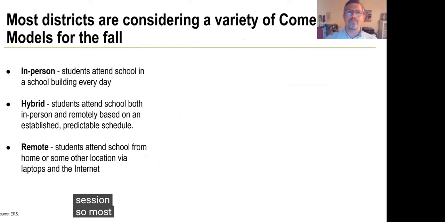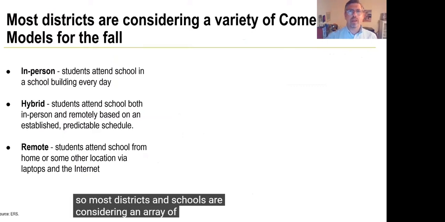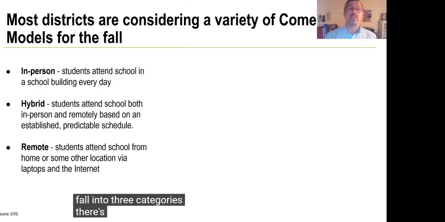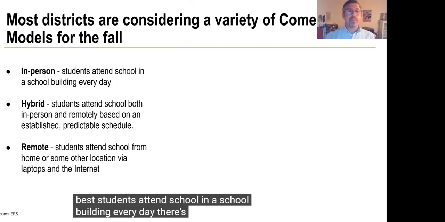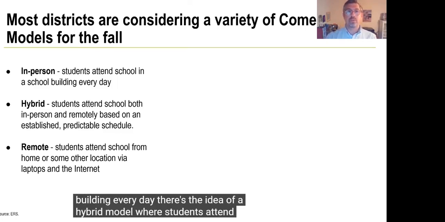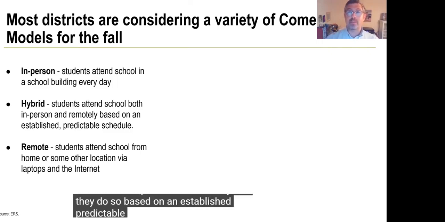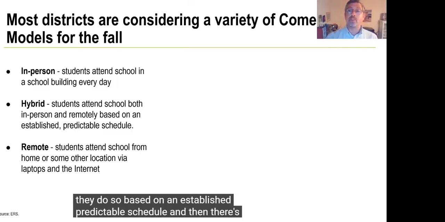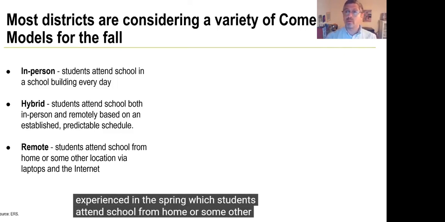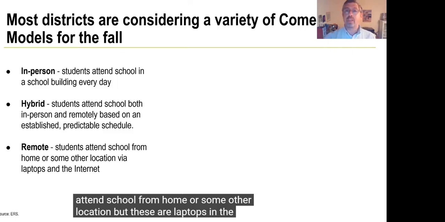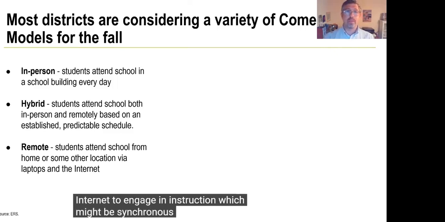So most districts and schools are considering an array of comeback models for the fall, and broadly speaking, these fall into 3 categories. There's in-person, which is what we know best. Students attend school in a school building every day. There's the idea of a hybrid model, where students attend school both in person and remotely, and they do so based on an established, predictable schedule. And then there's remote school, which is what we experienced in the spring, where students attend school from home or some other location. They use their laptops and the internet to engage in instruction, which might be synchronous with an educator or asynchronous, where it's done independently.